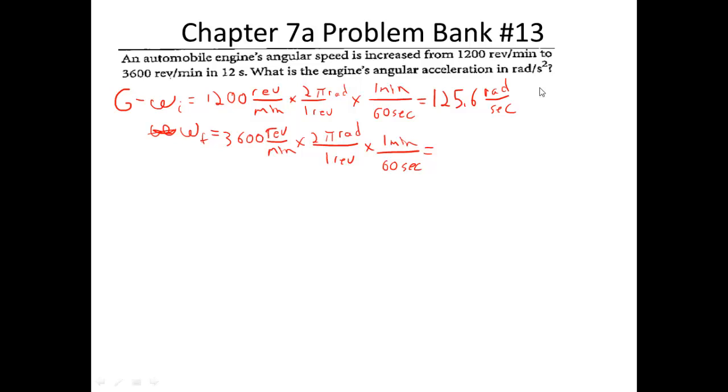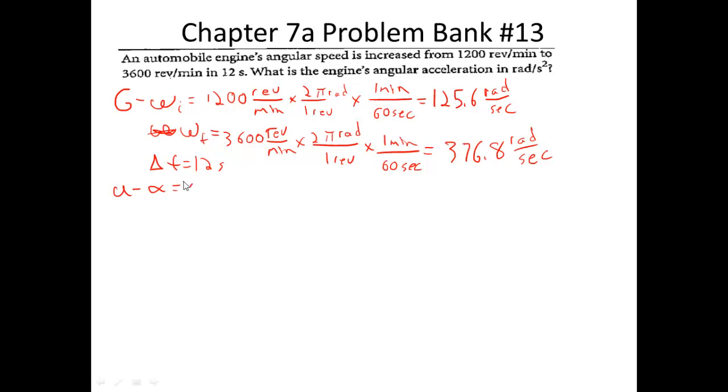That is 376.8 radians per second. And we are given delta t, which is equal to 12 seconds. Our unknown is our alpha, our angular acceleration.